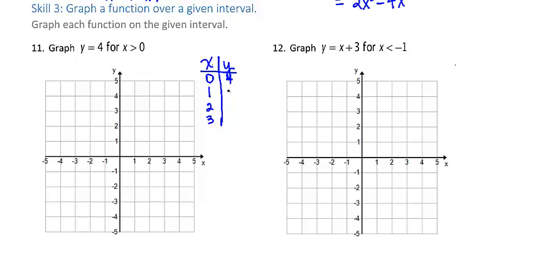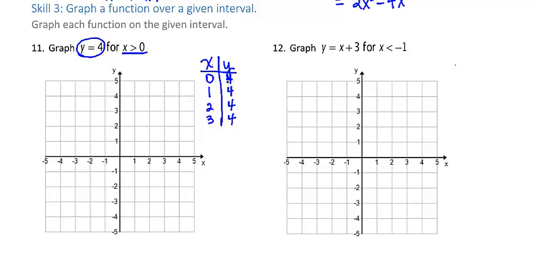When x is 1, y is 4. When x is 2, y is 4. And when x is 3, y is 4, right? If you recognize y equals 4, that's a horizontal line, but we're not just drawing the entire horizontal line. We only have it defined for values of x which are greater than 0. So x is greater than 0 is just to the right of the y-axis.